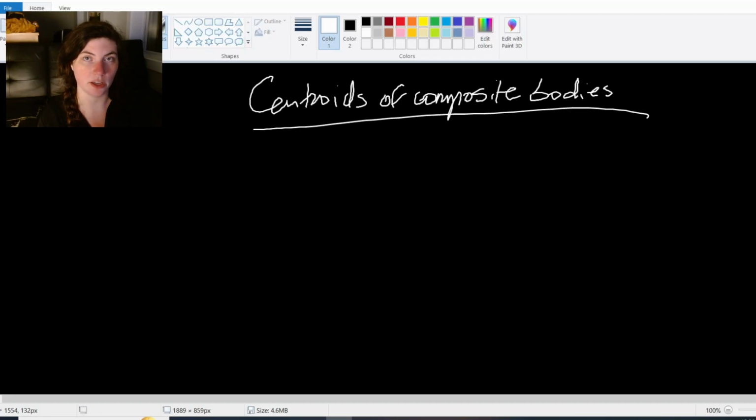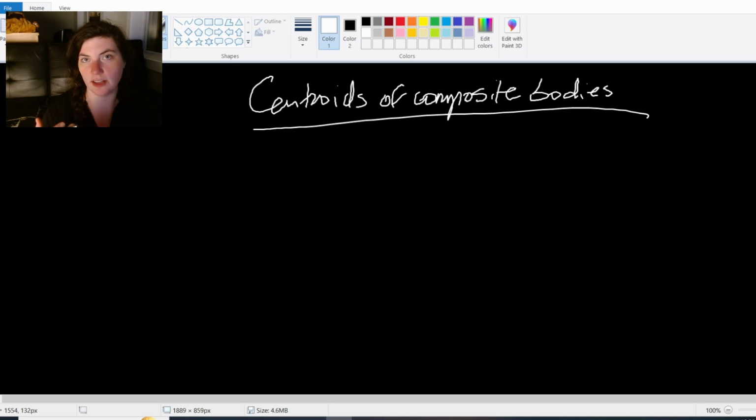Now that we've gone through talking about centroids and that idea of where the center of a body is, and how this was similar to our distributed loads and how that concept applies to distributed loads, now we're going to look at centroids of composite bodies.